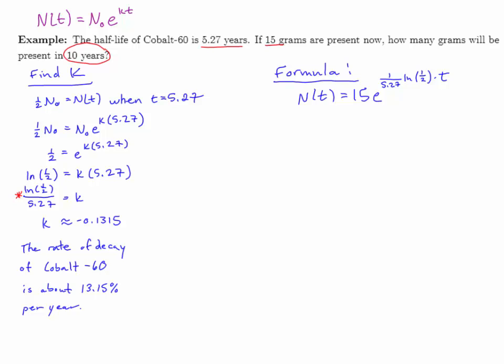All right, so as our last step, the question's asking us if 15 grams are present now, which is where that value of N naught came from, how many grams will be present in 10 years? So the only thing we have left to do is to evaluate this function when t equals 10. So we'll take N of 10, and all that we're going to do is plug in 10 for t, so I'll have 15 e raised to 1 over 5.27 times the natural log of 1/2 times 10. And when we put that expression into our calculator, we can approximate it, and we'll see that it's about 4.026.